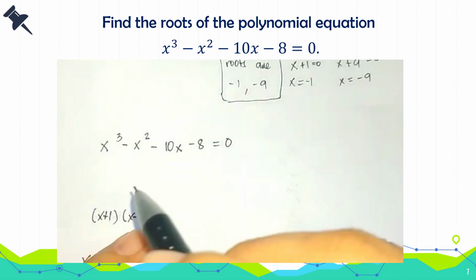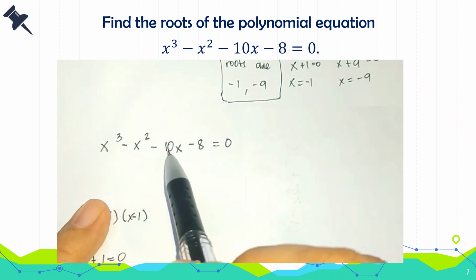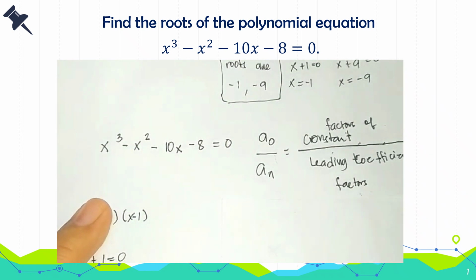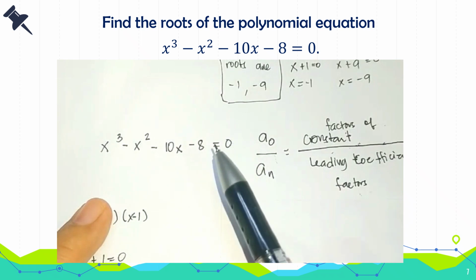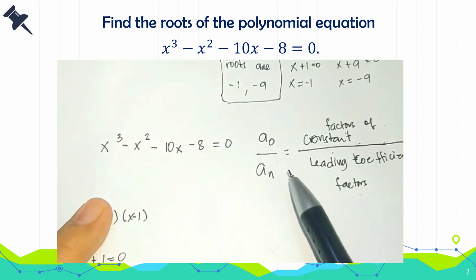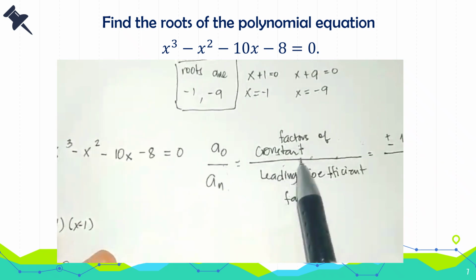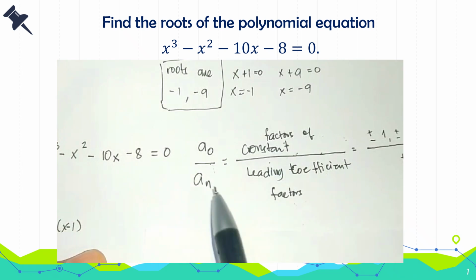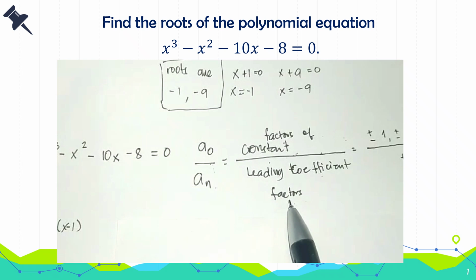Now let's have this example. X cubed minus x squared minus 10x minus 8 equals 0. The rational root theorem states that if a polynomial has any rational roots, then it must be in the form of a sub 0 over a sub n. A sub 0 here will represent our constant, so we will list the factors of the constant. A sub n here will be our leading coefficient, so we will list the factors of our leading coefficient.